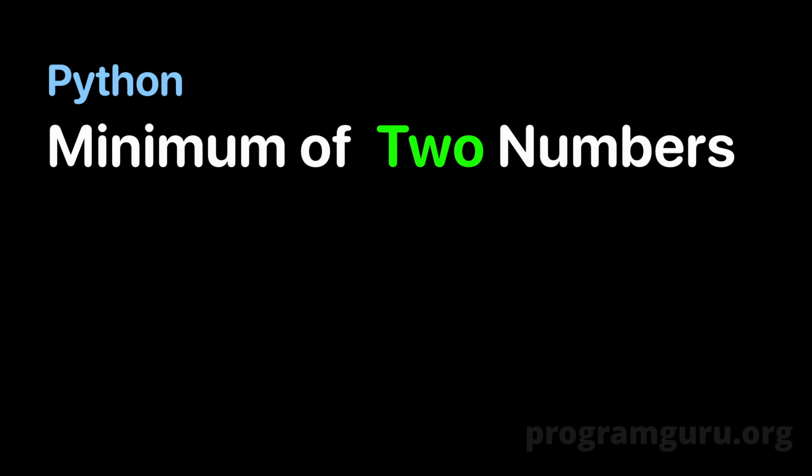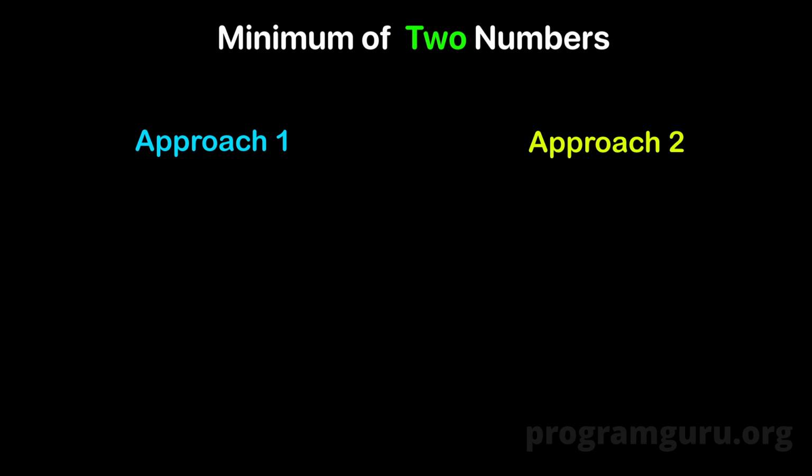How to find minimum of given two numbers in Python. There are two ways in which you can find the minimum of given two numbers. The first approach is to use min built-in function, which takes two or more values as arguments and returns the minimum value. Pass given numbers, a and b, to the min function as arguments, and it returns the minimum value.